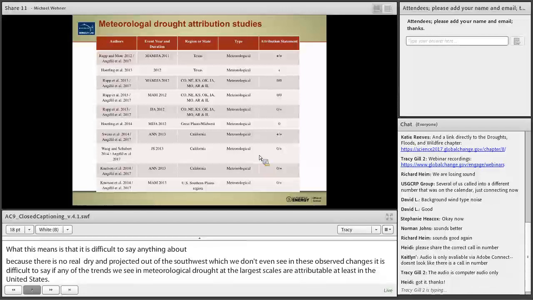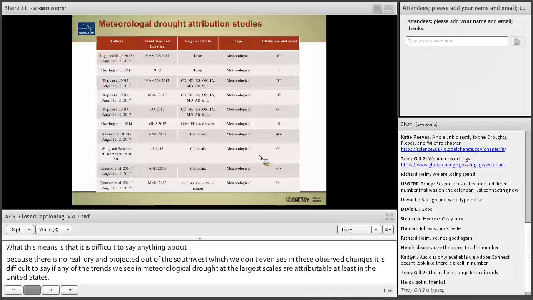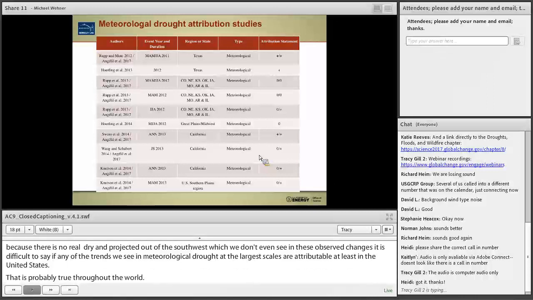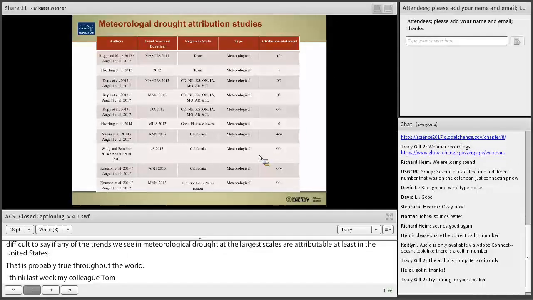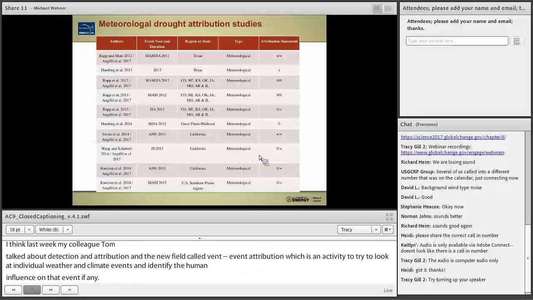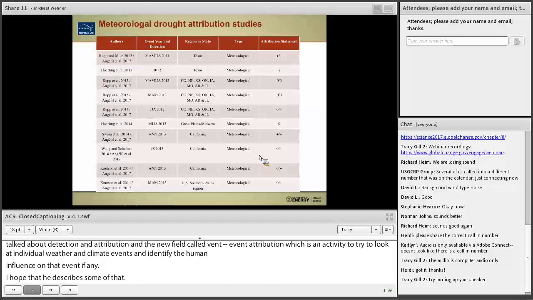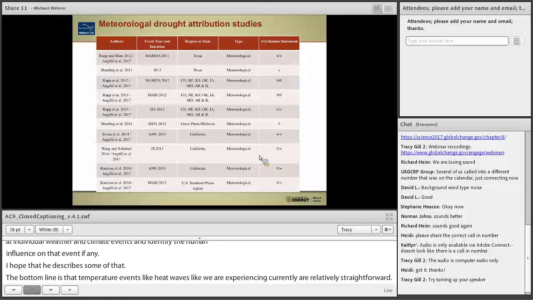Now, I think last week my colleague Tom Knutson talked about detection and attribution, and the new emerging field called event attribution, which is an activity to try to look at individual weather and climate events and identify the human influence on that event, if any. And I hope that he describes some of that. Bottom line is that temperature events, like heat waves, like we're currently experiencing, are relatively straightforward. Storm events are very hard, and drought events are quite hard as well, because it's somewhat more complicated.